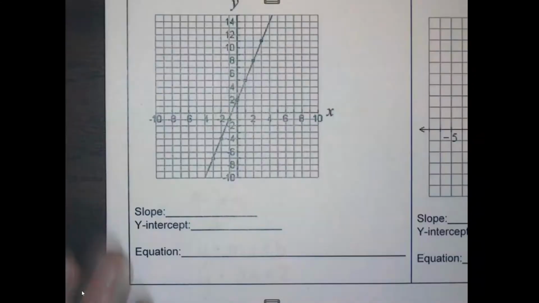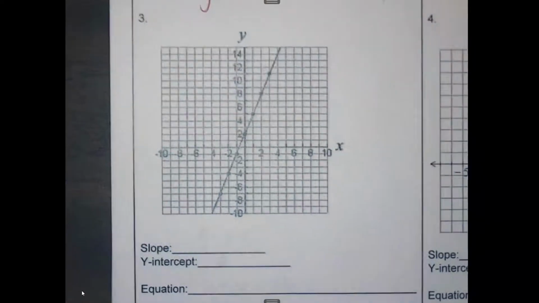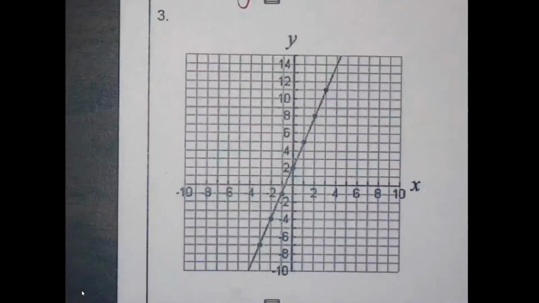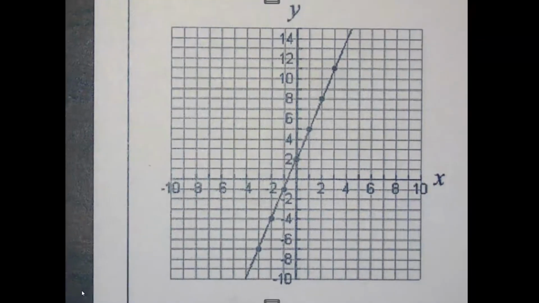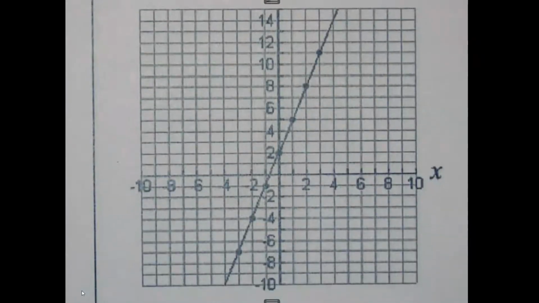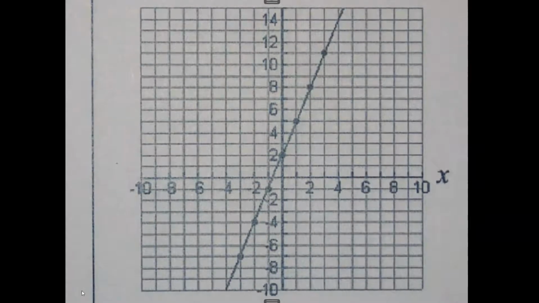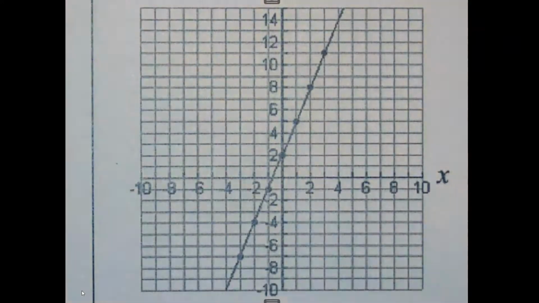All right, I'm going to go ahead and I want you to try number 3 by yourself. I'm going to zoom in on that graph. I want you to see if you can find the y-intercept and the slope. I'm going to zoom in as far as I can so you can actually see it. So remember to find your slope, you're looking for 2 points, and then you're finding the rise over the run. To find the y-intercept, I'm looking where it crosses the y-axis.